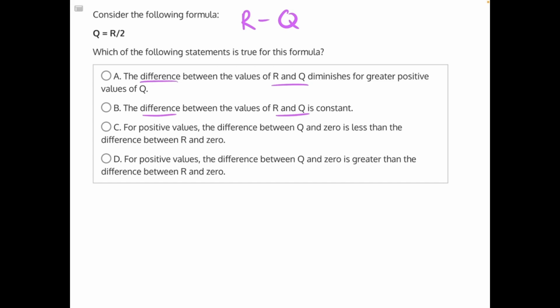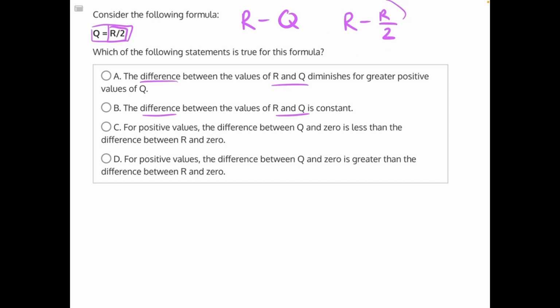We can't find this difference as it stands because we're dealing with two separate unknowns. However, Q is defined in terms of R in our original formula, so we can substitute R over 2 in for Q. So let's do that. R minus Q will become R minus R over 2. And now that we have an expression that is all in terms of one variable, we can solve.